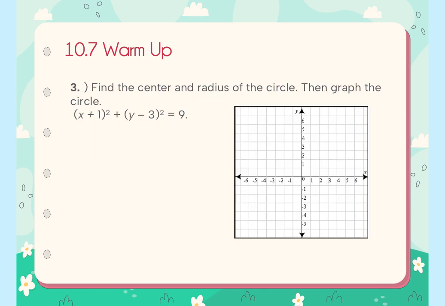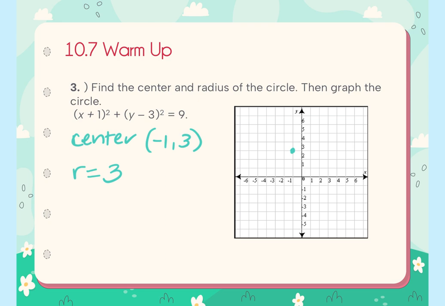Okay, third question says find the center and the radius of the circle, then graph the circle. So now we're going the opposite direction. When we take the center out, we also change the sign. So the center would be what here? Good. Negative 1, 3. And your radius would be 3 because it's a square root of 9.